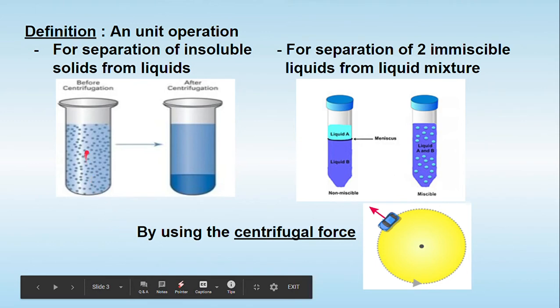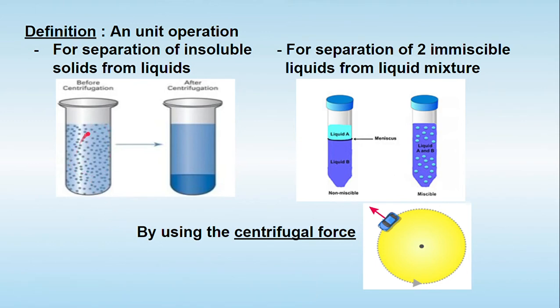So what is the meaning of this? Let's say insoluble solids are suspended in a liquid, and after centrifugation we find the liquid remains on the top while the insoluble solids settle down. This operation, centrifugation, is also used for the separation of mixtures of two immiscible liquids.